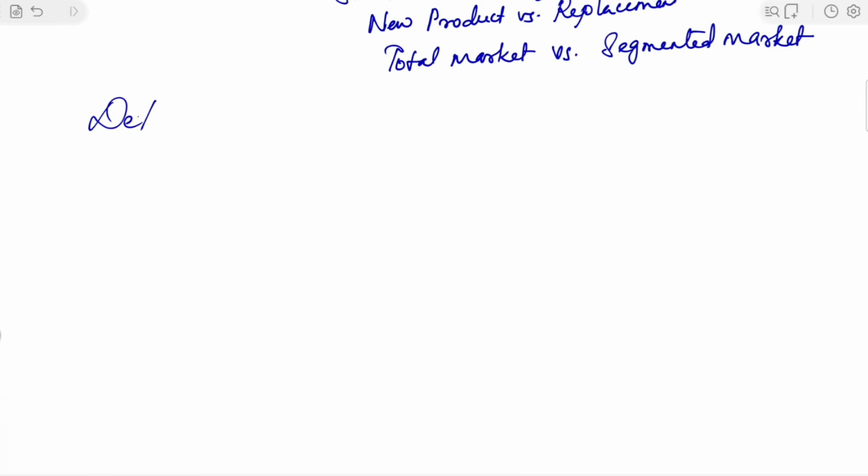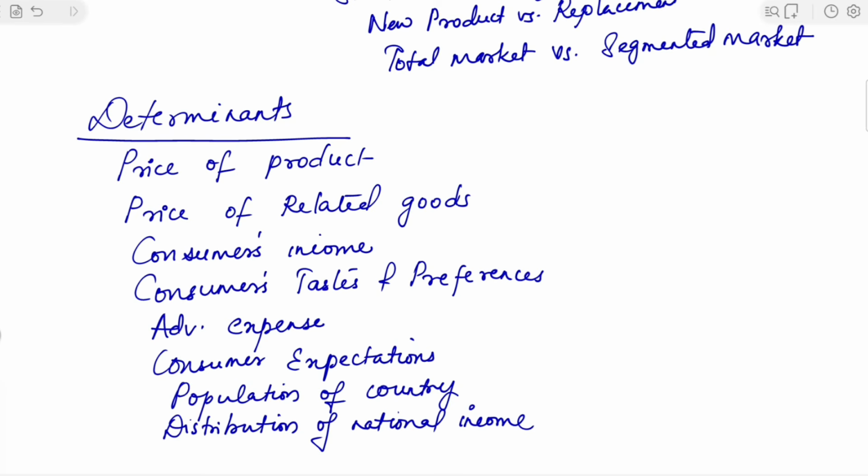So what are the determinants of demand? I'll go ahead and write them down. These are some of the determinants of demand: the price of the product, the price of related goods, consumers' income, consumers' tastes and preferences, advertisement expenses, consumers' expectations, population of the country, distribution of national income, the income of that particular consumer. Yeah, that is already there, consumers' income. So all these things are determinants of demand. Price of related goods means substitutes, complements, all those things. I hope you are aware of all these determinants, right? I'm not explaining them again.